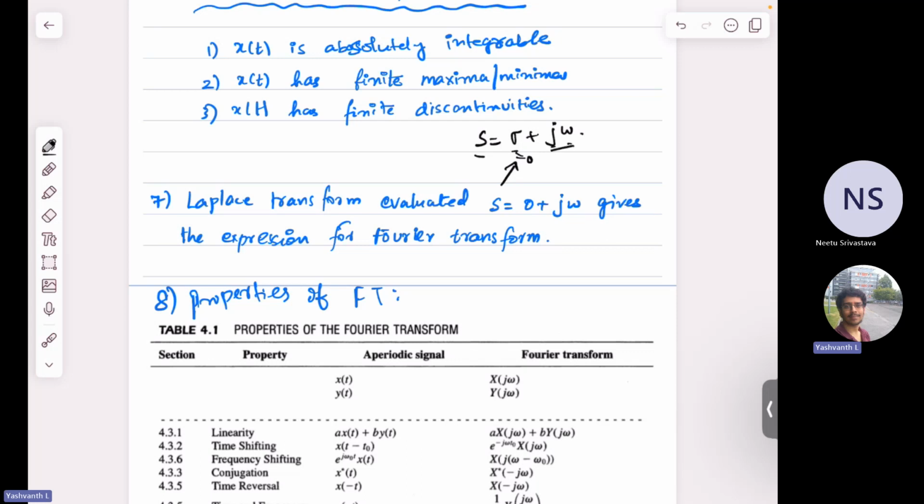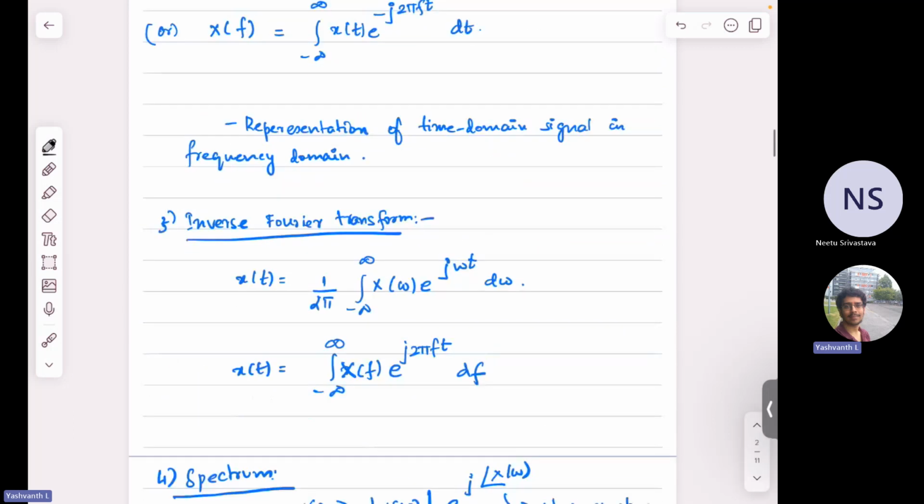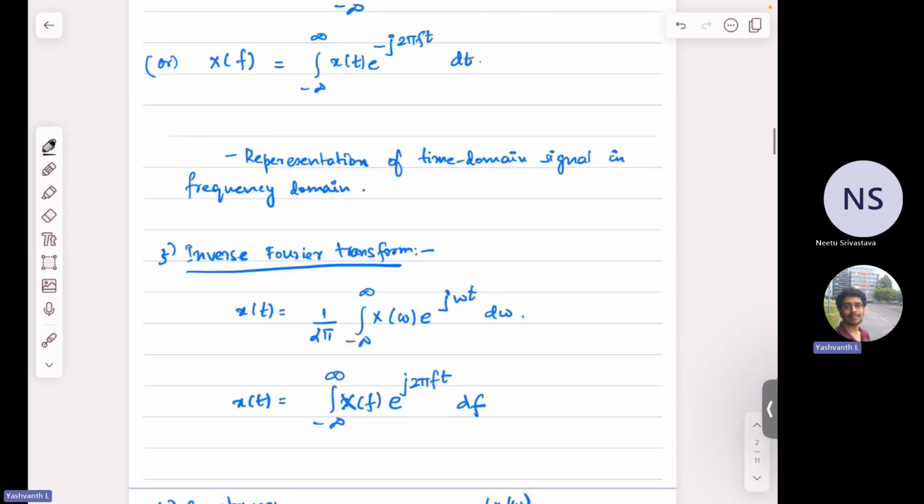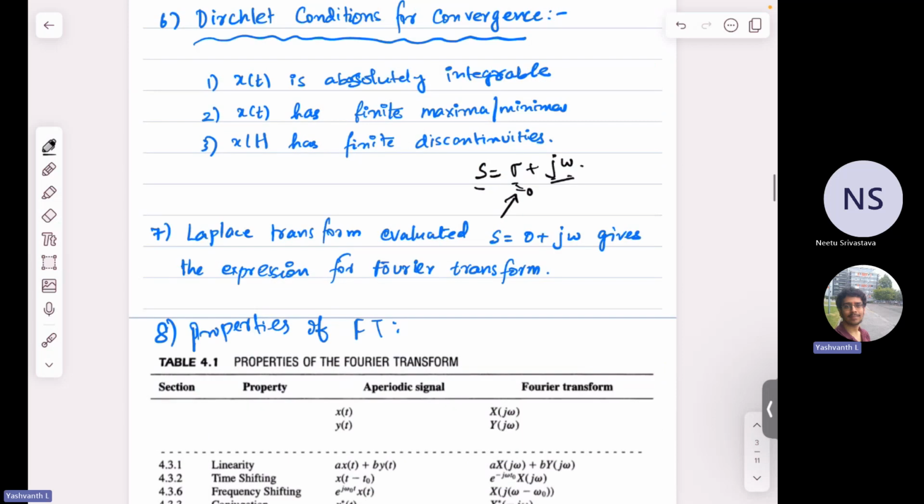And precisely at s equal to j omega, if you just substitute s equal to j omega in the definition of Laplace transform, you get the definition of Fourier transform, right? That means the Laplace transform evaluated at s equal to 0 plus j omega will give the result which is exactly the same as the Fourier transform of the same signal. Okay, this is basically a relationship between Fourier transform and Laplace transform.